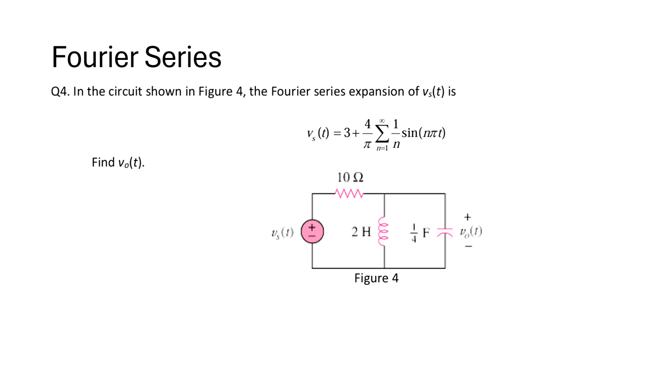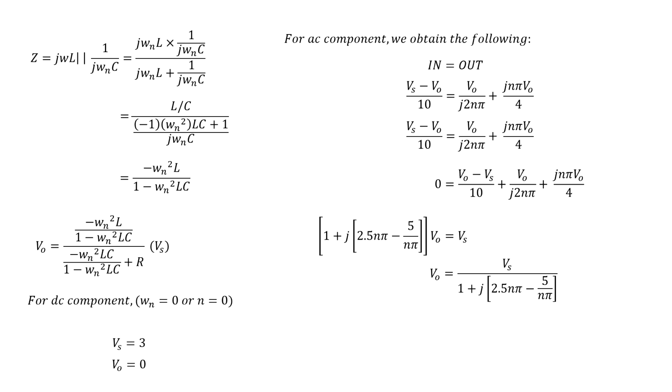Next, we're going to be solving question 4. Question 4: in the circuit shown in figure 4, the Fourier series expansion of Vs(t) is this formula. Find Vo(t). If we look at Vs(t), 3 is the DC component, and 4 over n pi sin n pi t is the AC component. So for this type of question, first we have to solve for the DC component and also the AC component.